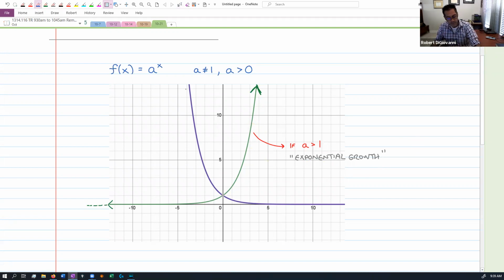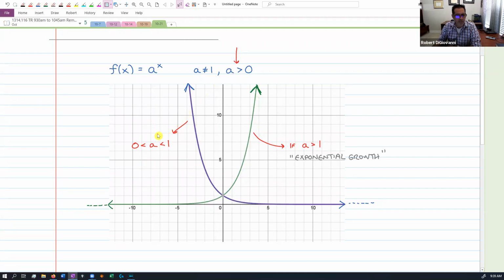Now, the other one that goes up on the left and as you go to the right, flattens out to a horizontal asymptote this way. This happens if the a that you have is smaller than 1, but remember, you always have to be greater than 0 because that's a condition for all exponential functions. You can't have a negative number. What happens if it is negative? Why do we throw this out?